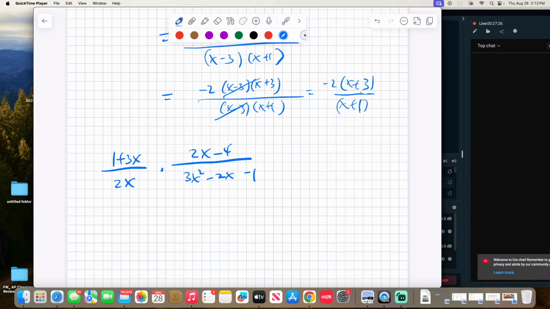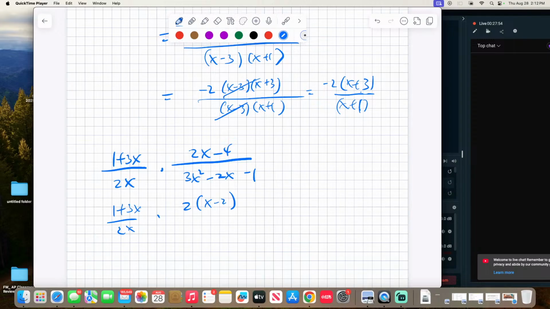So let's see, 1 plus 3x. Is there anything I can factor there? Probably not, right? Is there anything I can factor on 2x? Probably not. Is there anything I can factor in 2x minus 4? Yes. Can I factor out a 2 times x minus 2?